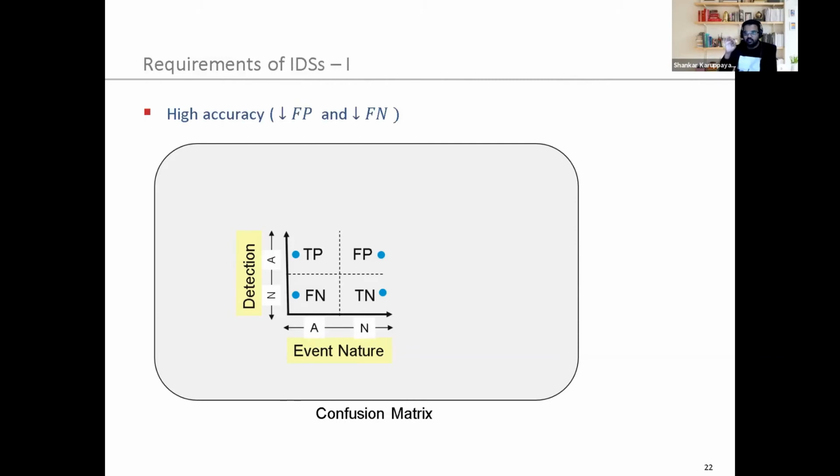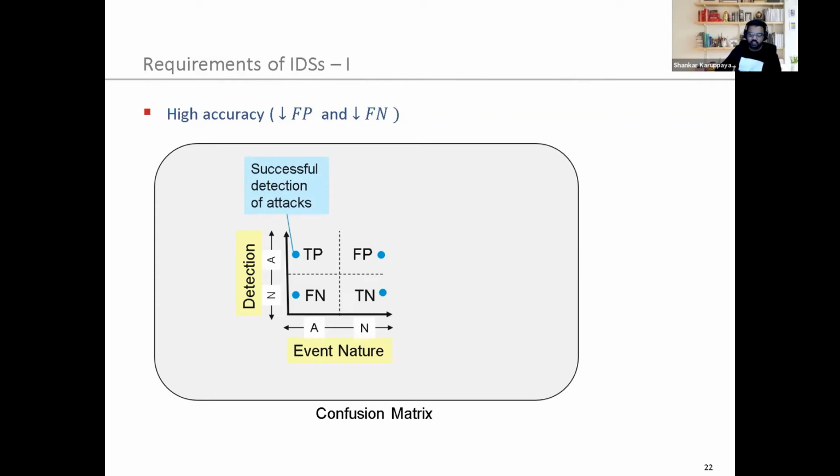The ideal IDS requirement would be to have high accuracy, which means low false positives and low false negatives. This is what we want to achieve. But that doesn't mean that we will have a system without any false positive and without any false negative. That's impossible, but we can work towards improving that. How? I hope we are able to cover the points today.